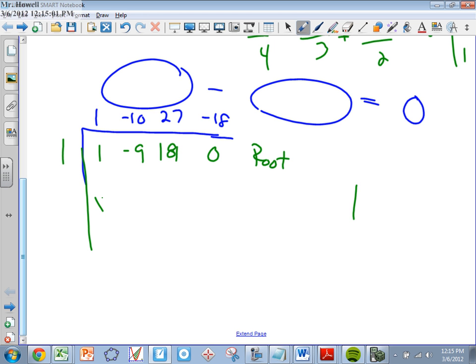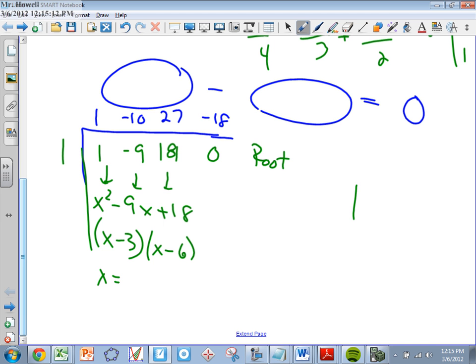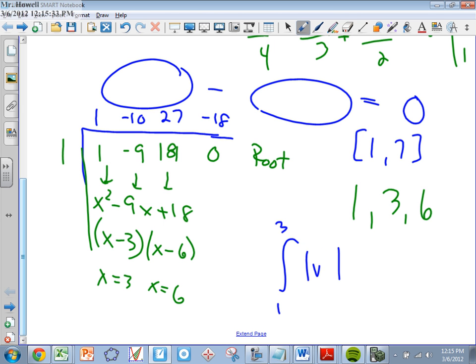So after this, it becomes x squared minus 9x plus 18, right? I'll bring these down. What does that factor into? X minus 3. Awesome job, Kerry. So I get 3 and 6. So I know that I have roots at 1, 3, and 6. So that means that I need to separate this into 3 parts. Because remember, what's my interval? My interval is really 1 to 7, right? So I got to do the integral from 1 to 3, absolute value of v of t dt.